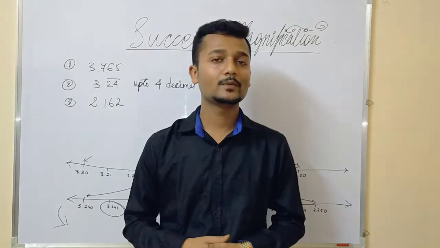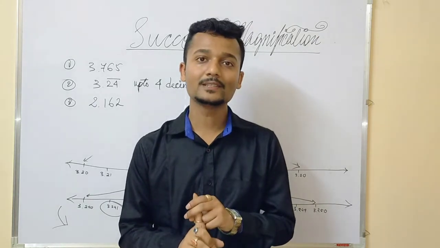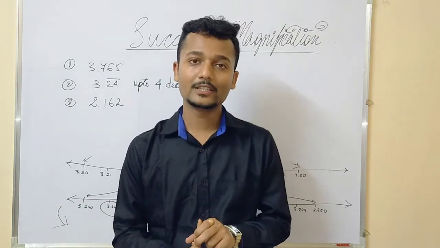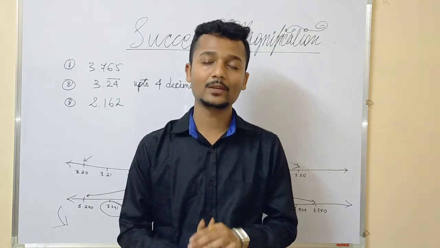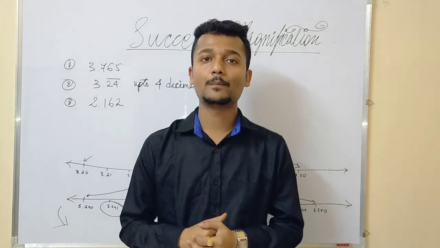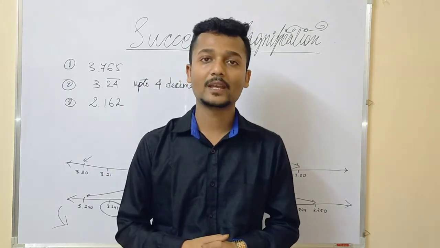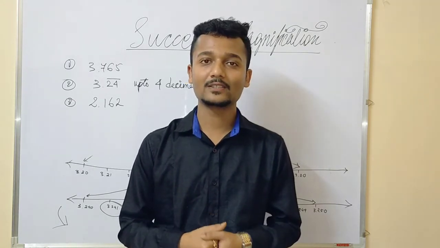So what are the things we have learned today? First, we have learned how to convert non-terminating repeating decimal into p by q form, and second, we have learned how to visualize a particular decimal expansion on a number line via the successive magnification method. With this, I would like to stop my today's lecture.